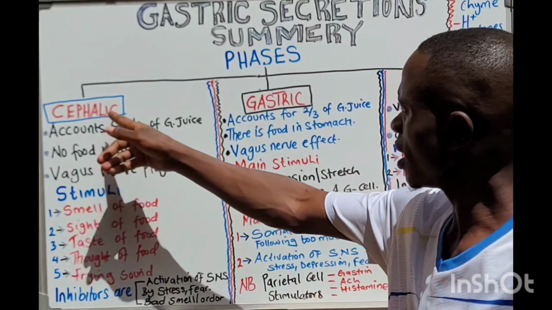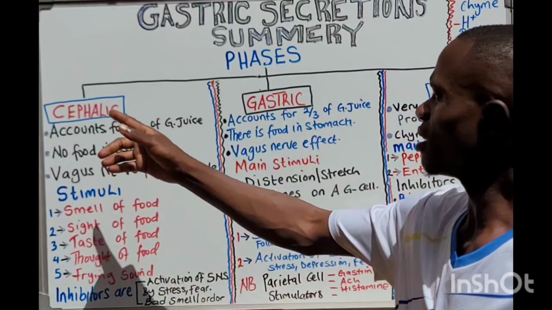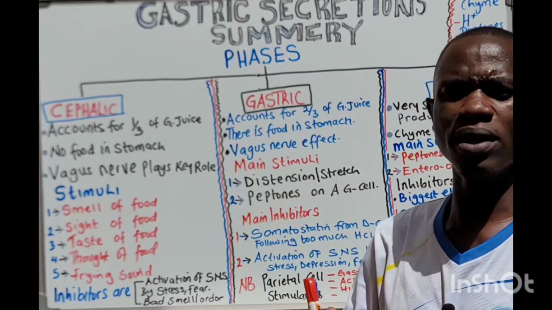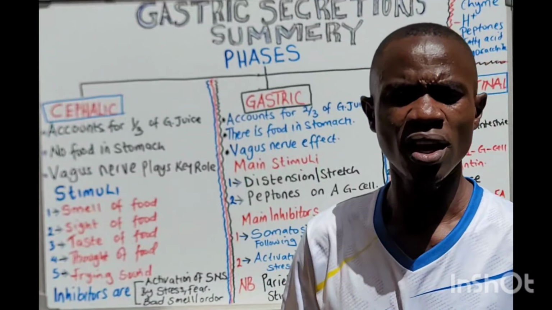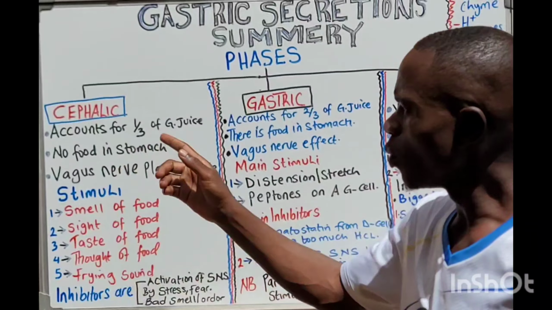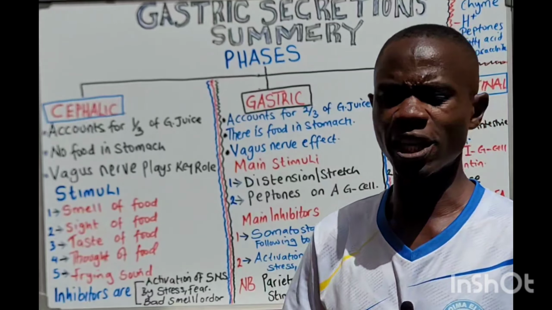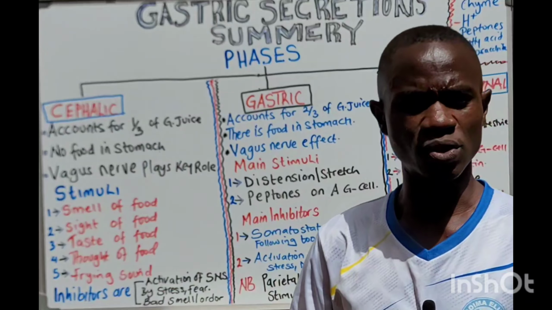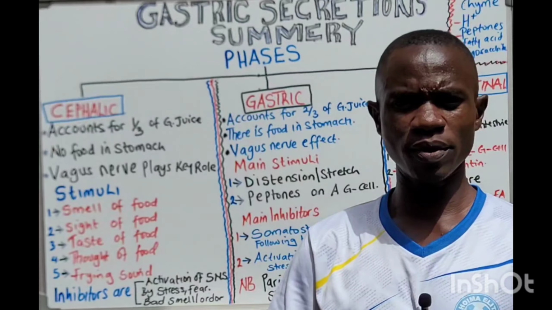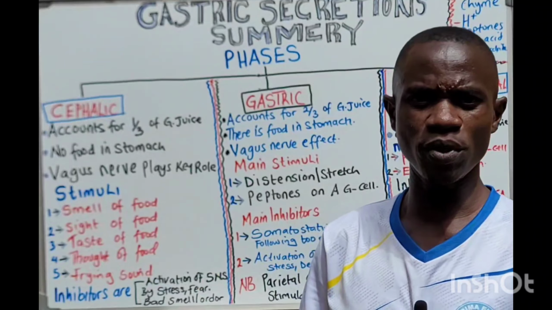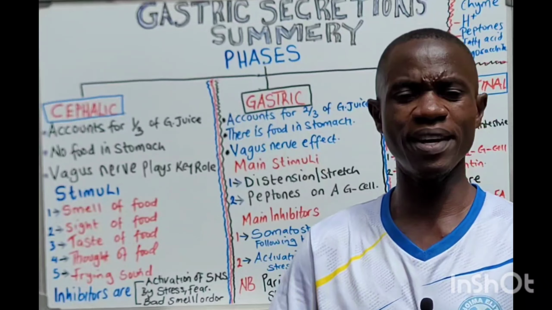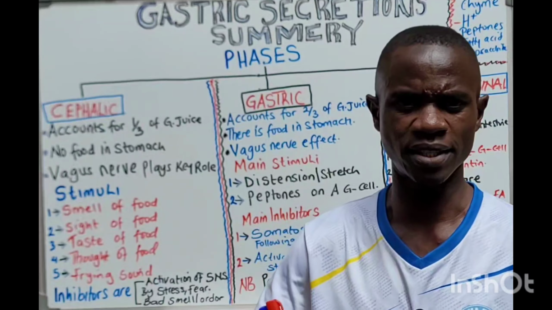The first phase we said is the cephalic phase, and this phase accounts for only 1/3 of the gastric juice within the stomach. Something very unique with this phase is that there is no food in the stomach. The stomach is producing a lot of gastric juice, but there is no food within it, meaning this phase is more of a preparatory phase.